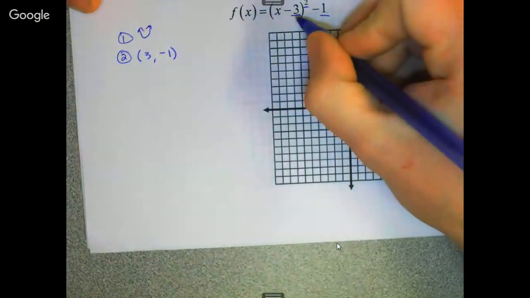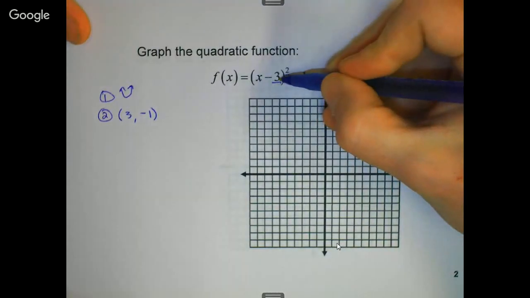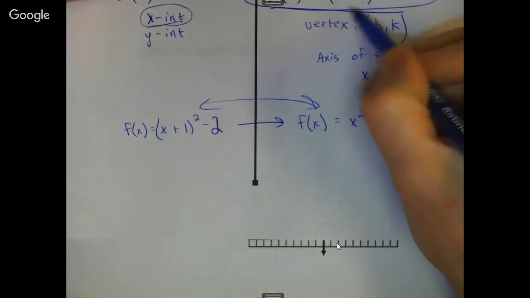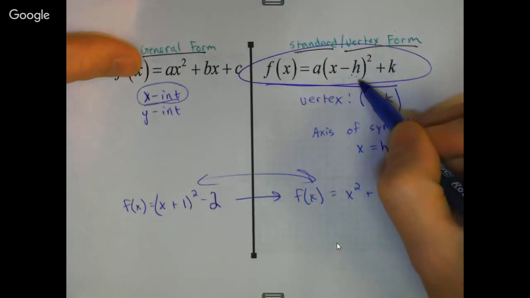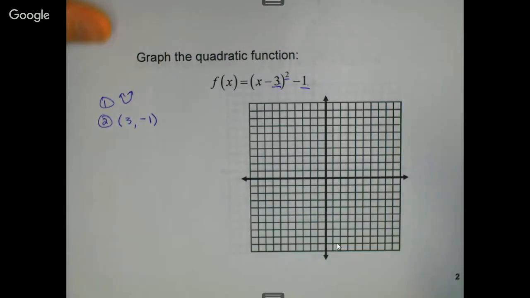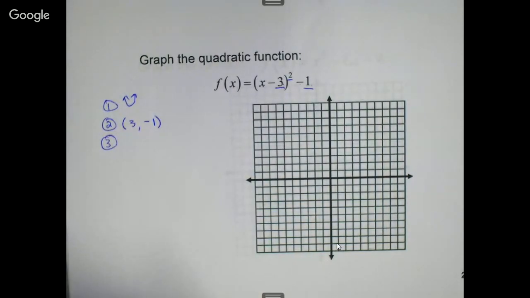Now you might notice that, oh, we're off the page here. You might notice that this is a negative 3, okay? But if we remember the song, we talk about how we always use the opposite of h. The opposite of h goes left and right. So step 3 will be your y-intercept.